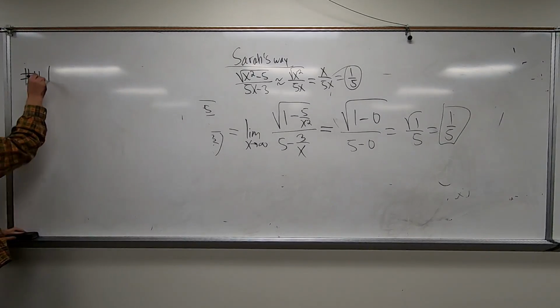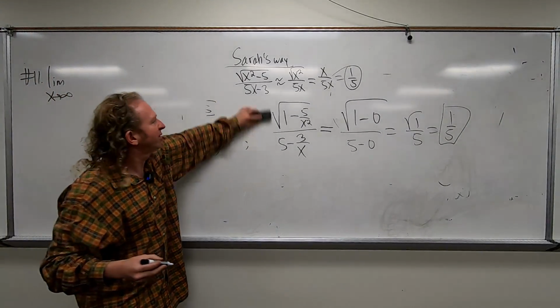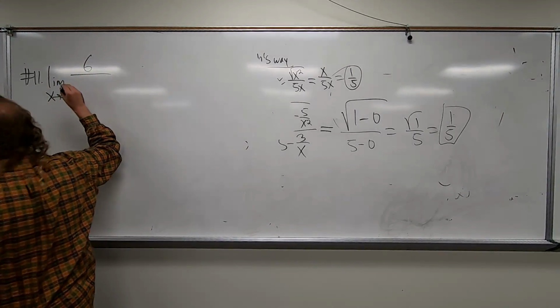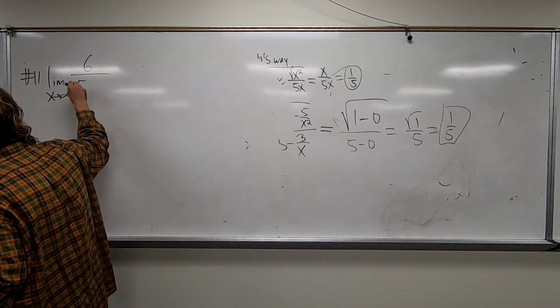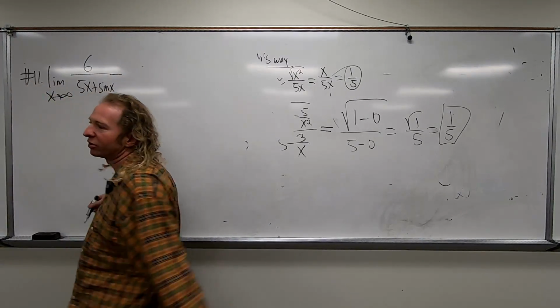So it's the limit as x goes to infinity. And does anyone have number 11? 6 over 5x plus sine of x. Oh, thank you. Oh, what a nice problem. So we can't really show work. Well, we won't show work on this one.